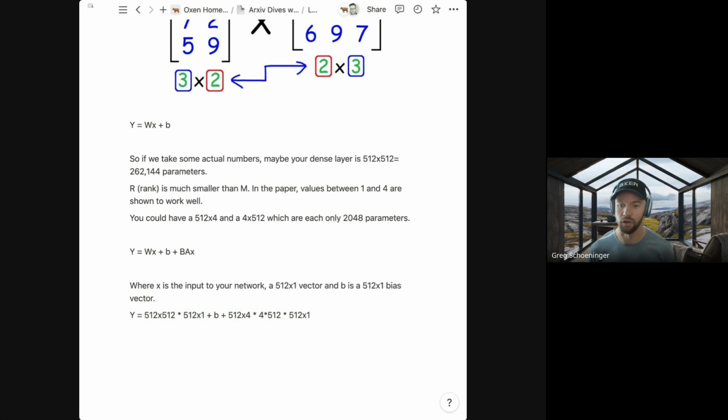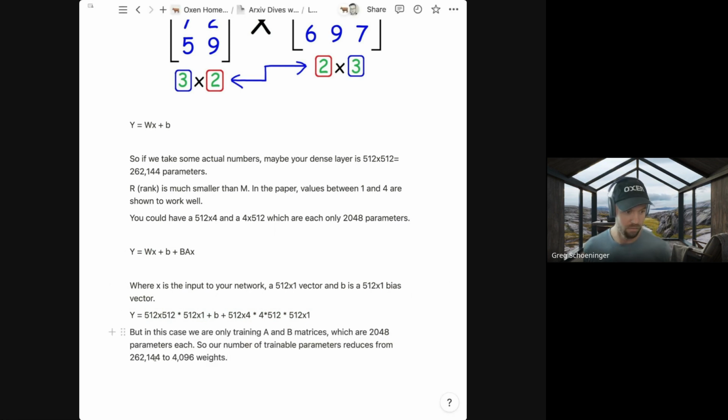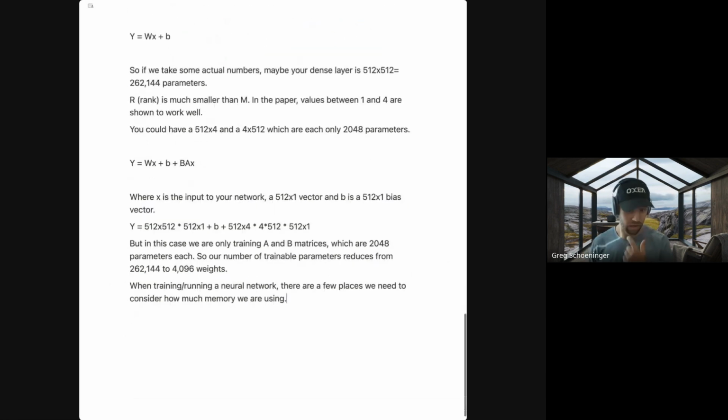And so our total number of trainable parameters goes from 200,000 to just this A and this B matrix, which is 4,000. So while training a neural network, there's a lot of places that you can optimize that are useful to keep in mind.